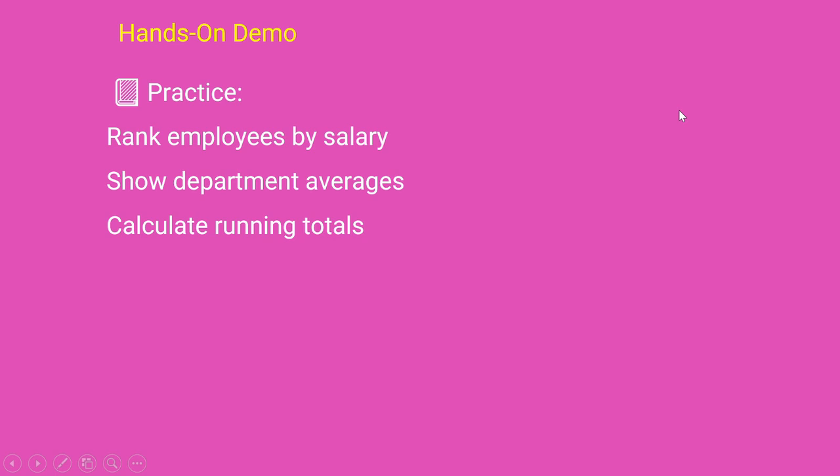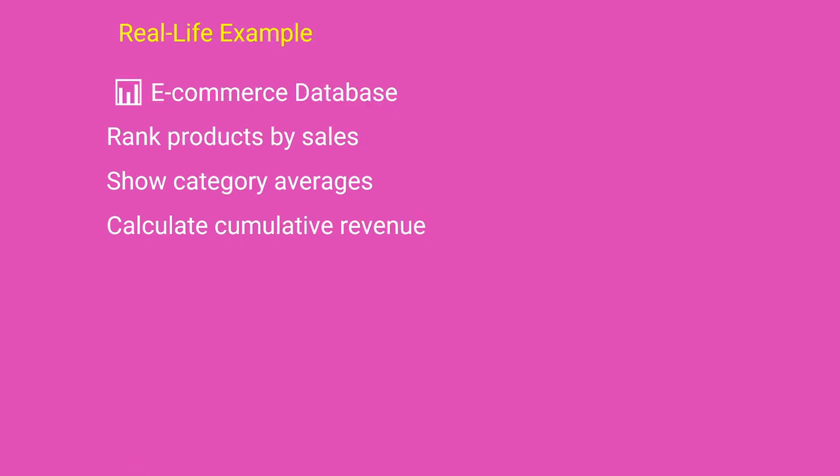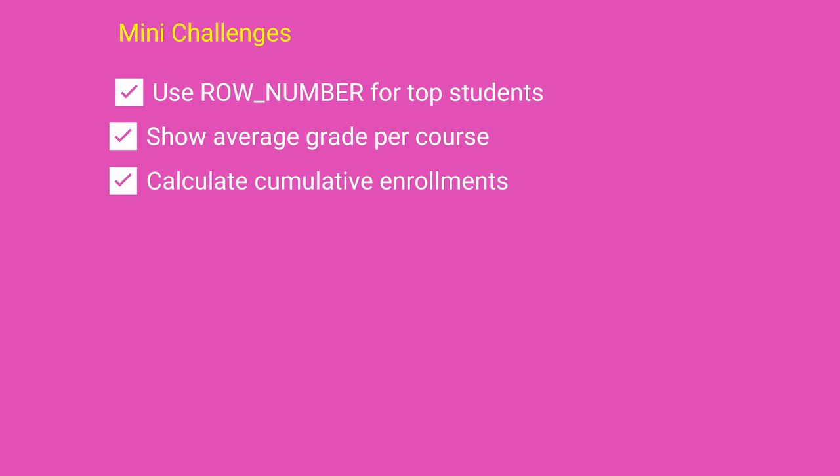Let us practice. Rank employees by salary, show department averages, and calculate running totals. In e-commerce, window functions can rank products by sales, show category averages, and calculate cumulative revenue. Try these mini challenges. Use row number for top students, show average grade per course, and calculate cumulative enrollments.